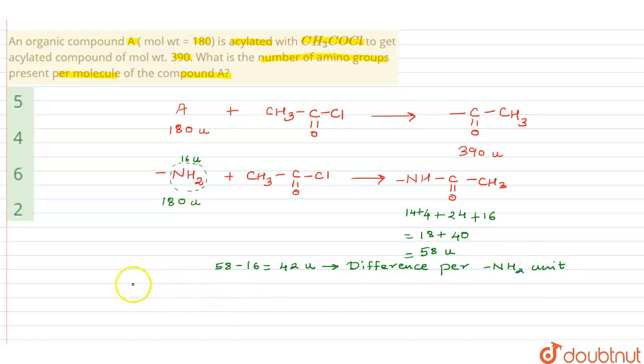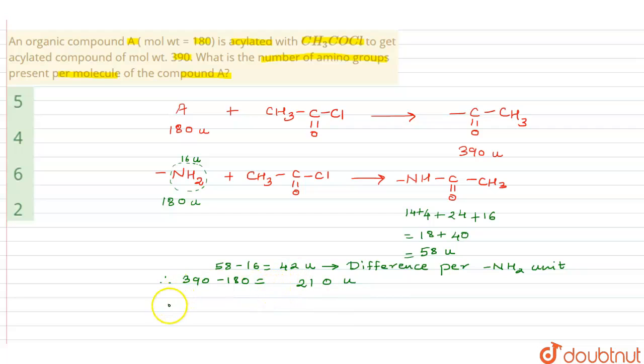So in that case, 390 minus 180, that is going to be 210. So the difference between the product and the reactant is 210 units. And 42 units is the difference per NH2 unit.